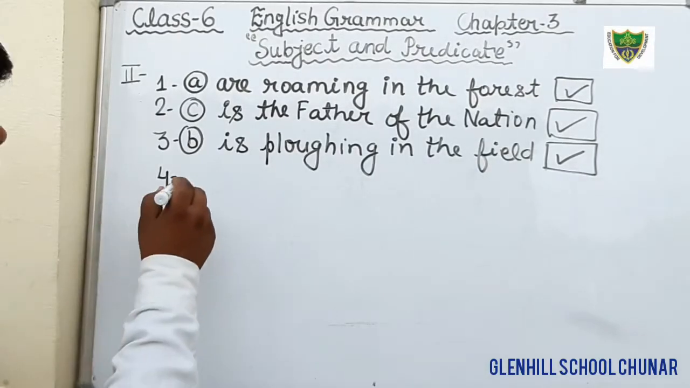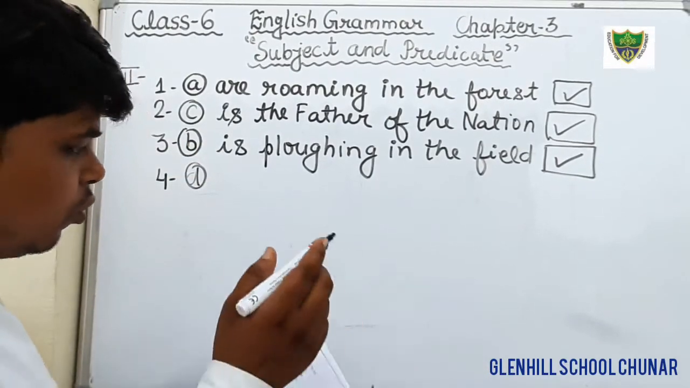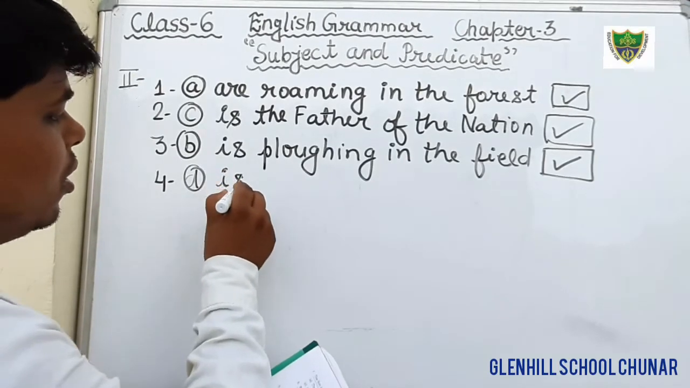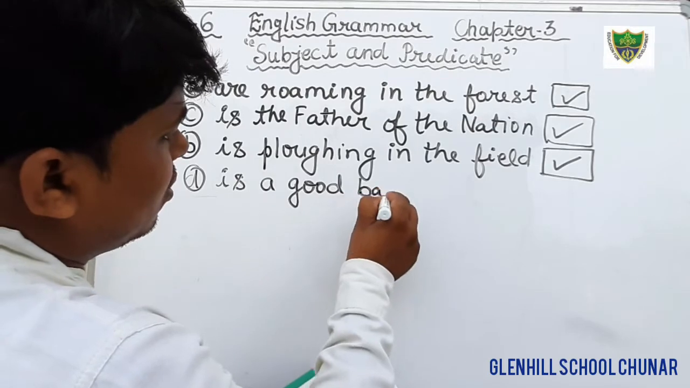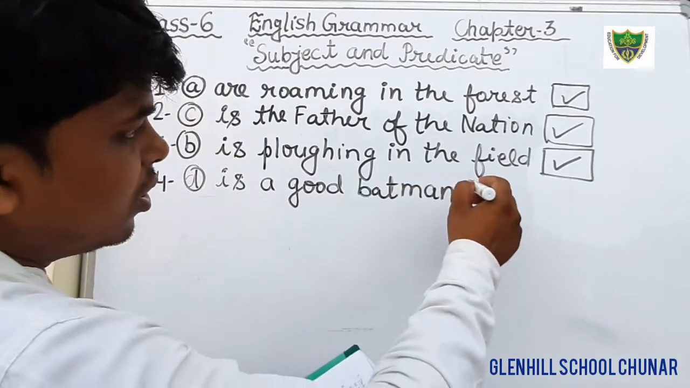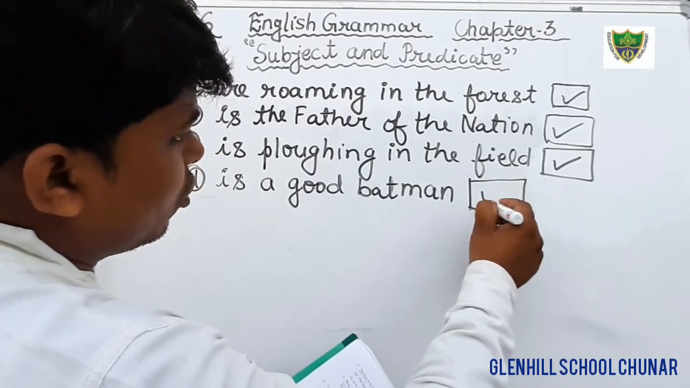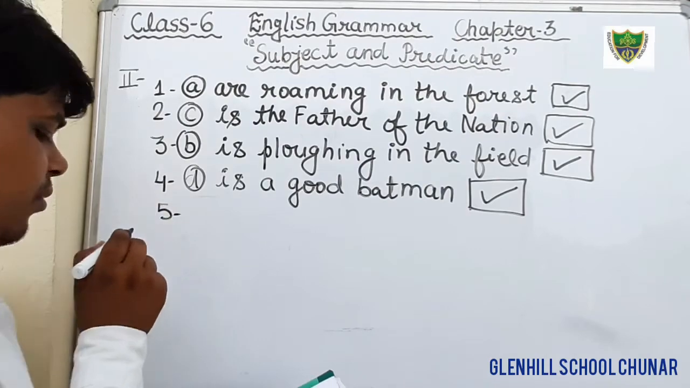So option number 4. Option number 4 is what? Is a good batsman. Batsman. Okay, that is the correct option. We will tick on that. Is a good batsman.